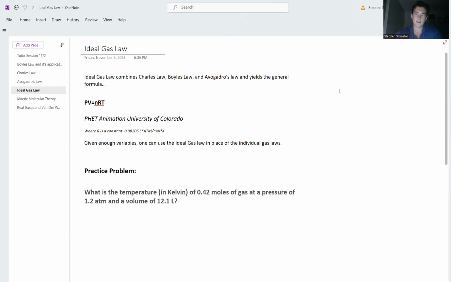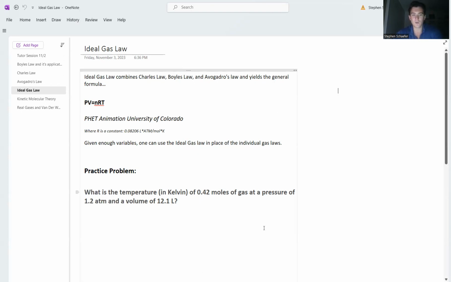So the gas constant is going to vary depending on which units you're using. One of the traditional ways is with liters times atm divided by moles times Kelvin. But there's also an 8.31 gas constant, I believe, that utilizes joules and moles somehow. But basically, it's going to depend upon the units you're using, right? So we're going to be using R equals 0.08206 liters times atm divided by moles times K, right? So given enough variables, we can use this ideal gas law in place of the individual gas laws, as long as we have enough information, right?